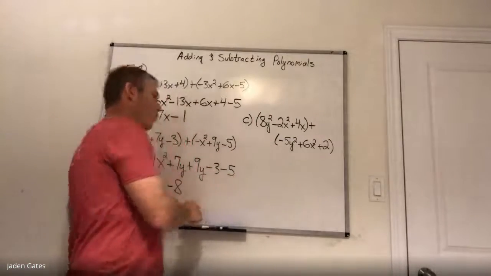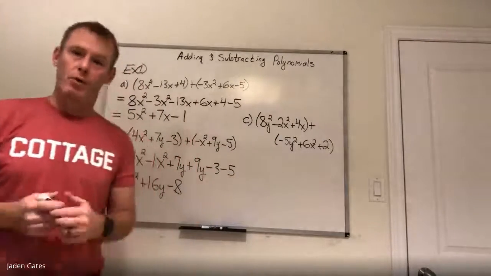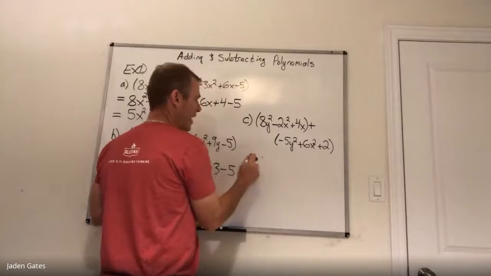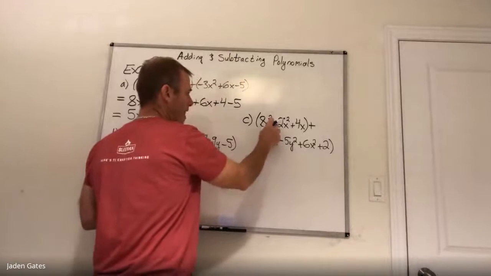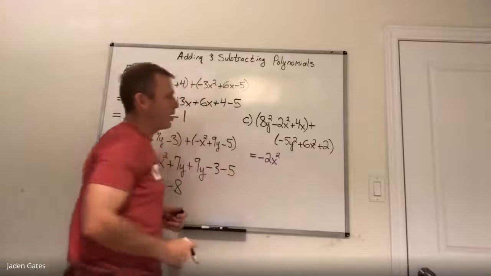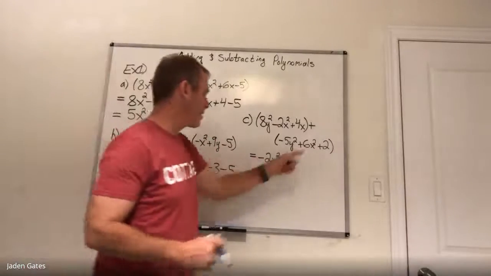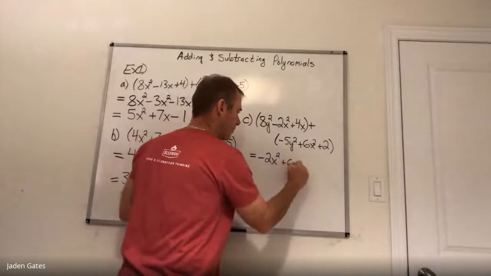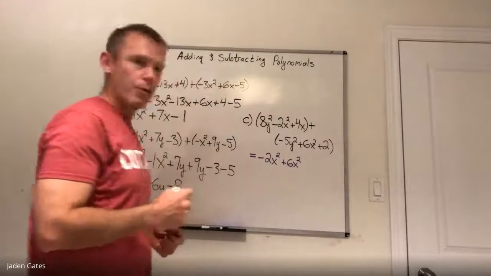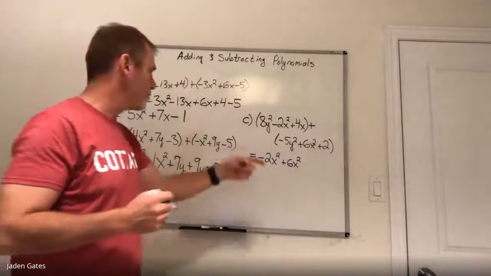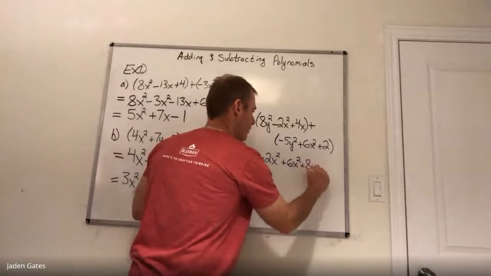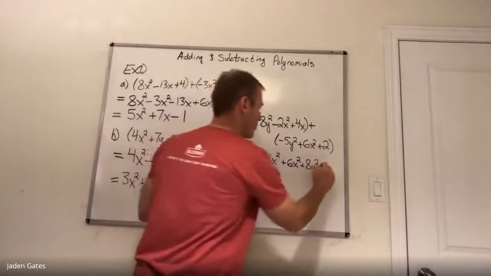So what order am I going to write them in? Probably alphabetical order, so I'll go with the x's first. I look for all the x squareds first. So I have a minus 2x squared. I also have a 6x squared. Now I'm going to write my y squareds because, again, I like to go with the exponent the highest first. That's usually the order. So I have an 8y squared. I have a minus 5y squared.